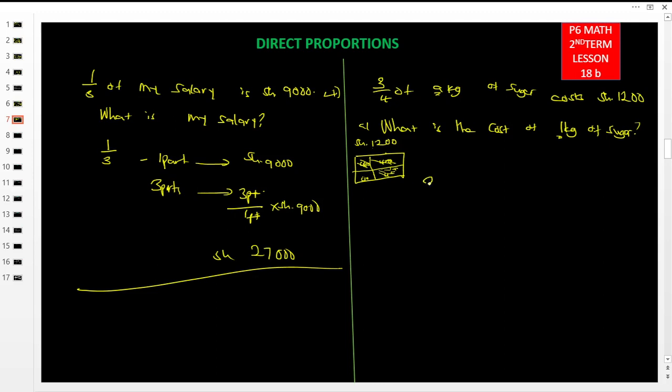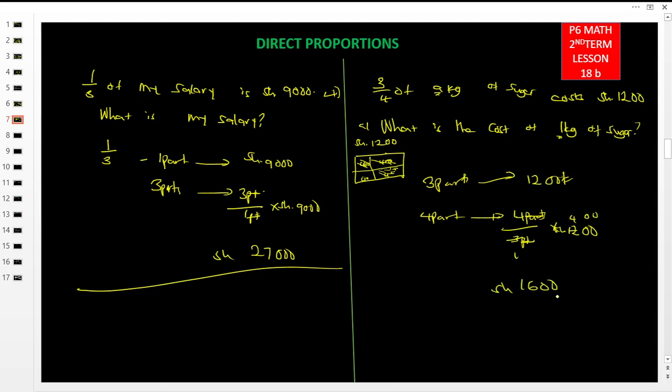Let us show it mathematically. So here we have the 3 parts representing 1,200 shillings. Then how about the 4 quarters, which make up a kilogram? So it's going to be inverted L, the 4 parts out of the 3 parts, times 1,200 shillings. Then a part will go with a part, and how many 3s are in 12? There are 4. Then 400 times 4, 4 times 4 is 16. Add on our 2 zeros, and then we make 1,600 as the cost of a kilogram of sugar.